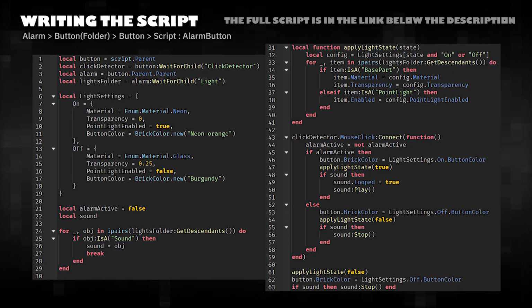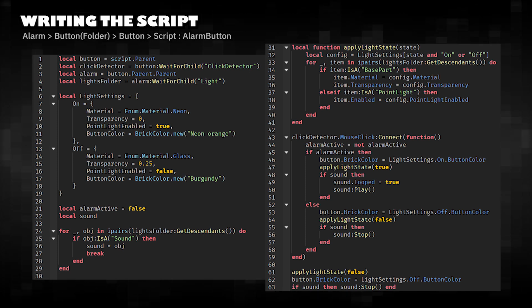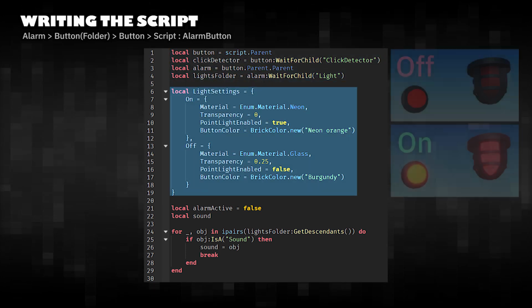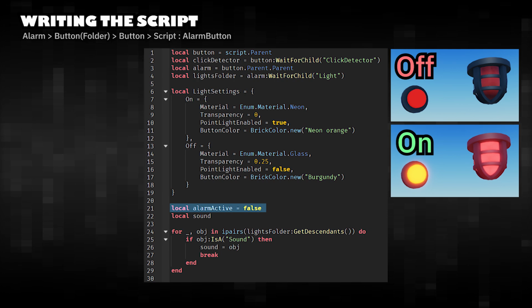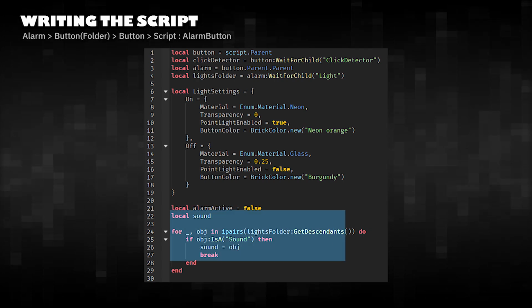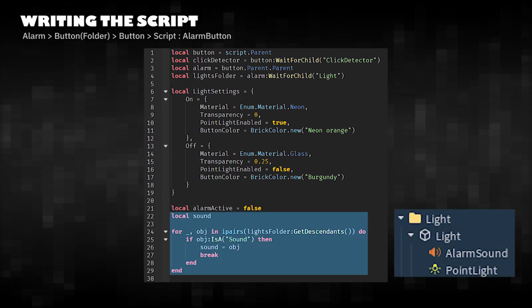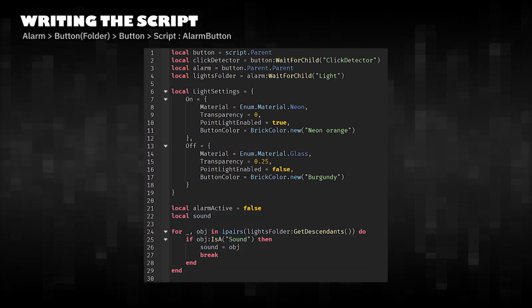Writing the script. This script lets players turn an alarm system on and off by clicking a button. Setting up references. Defining how the lights look when on or off. Alarm active keeps track of whether the alarm is currently on or off. The script searches inside the lights folder to find the sound object.